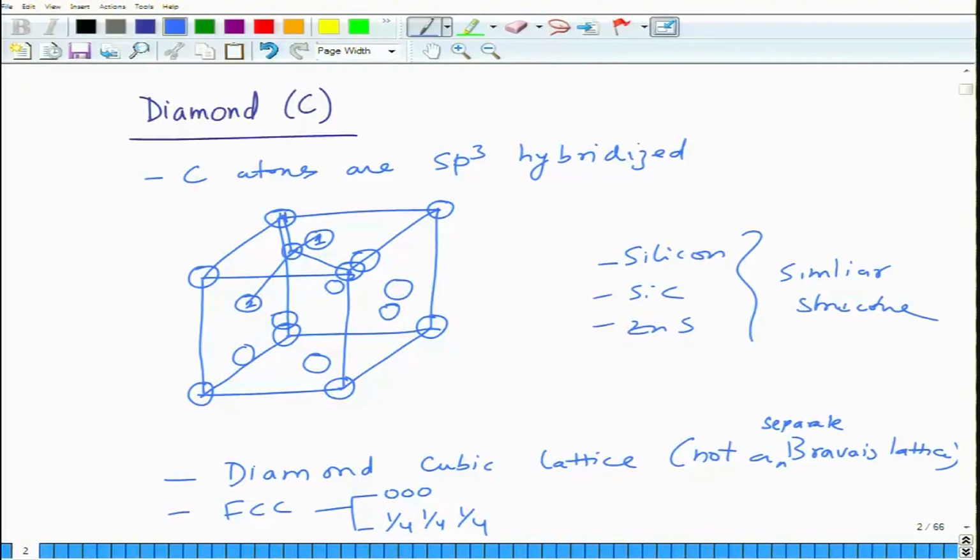Okay. So, basically it is a mixture of two interpenetrating FCC lattices. In case of silicon carbide and zinc sulfide, there will be two FCC lattices, one of silicon and one of carbon. Similarly, in zinc sulfide it will be one of zinc and one of sulfur.